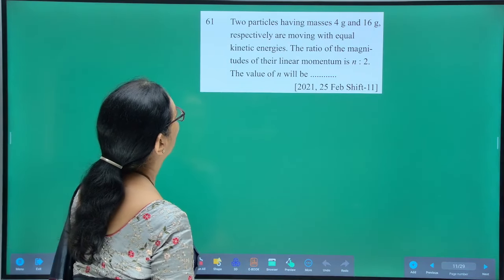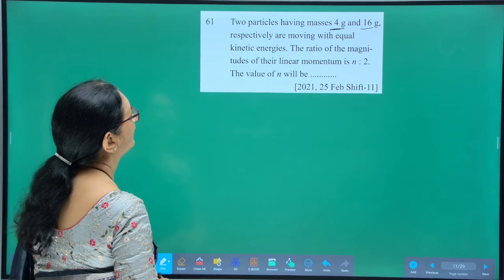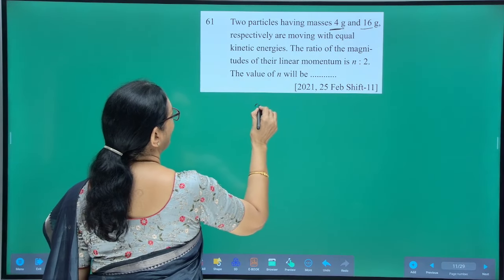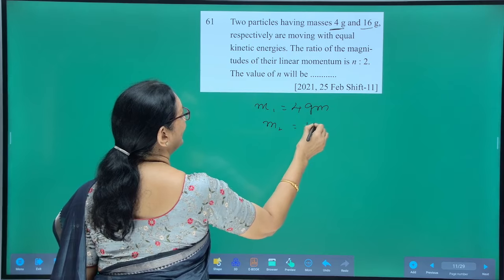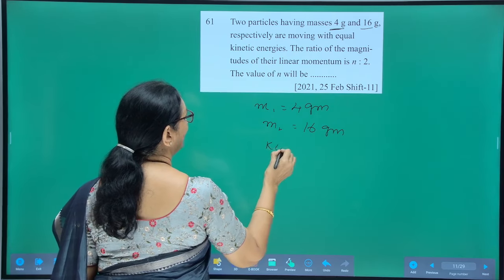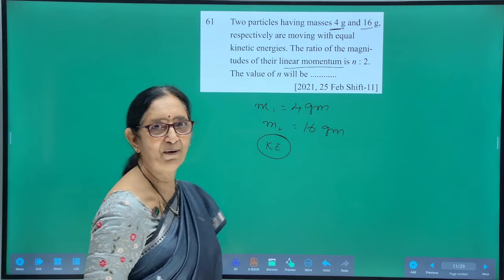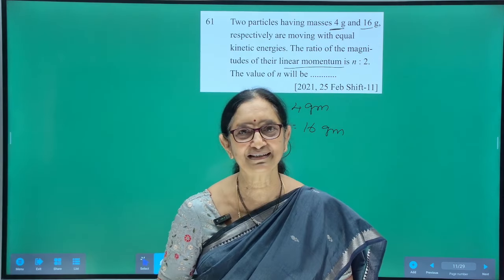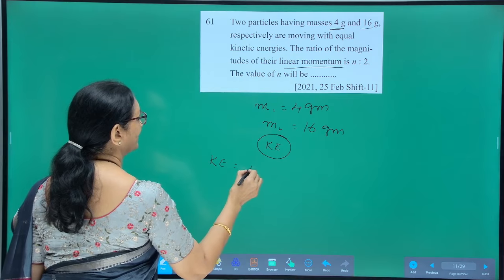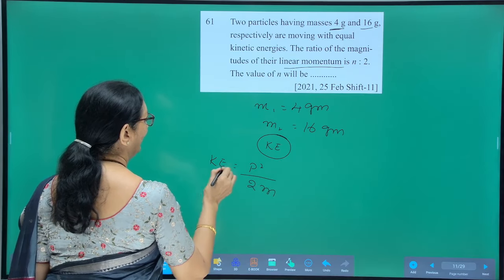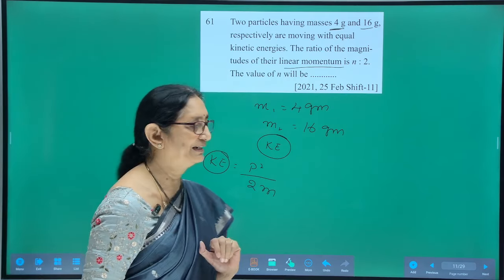Go to this problem. Two particles of masses 4 grams and 16 grams are moving with equal kinetic energies. Both of them have the same kinetic energy. Ratio of magnitudes of linear momentum. Quite simple, isn't it? What is the relation between kinetic energy and momentum? So, kinetic energy is equal to p square by 2m. Here they mentioned in the problem that both the particles have same kinetic energy.